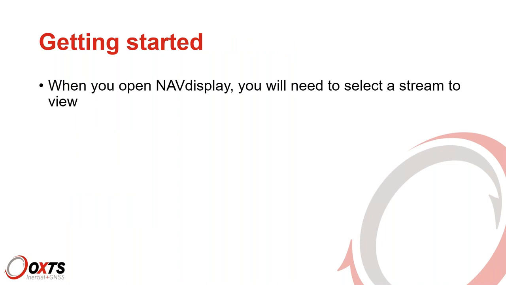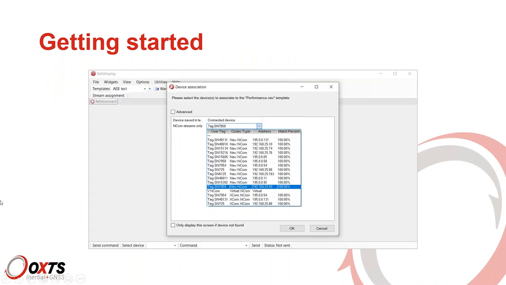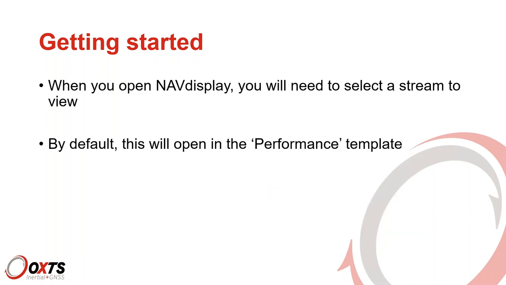So when you first open NAVdisplay, you'll need to select a stream to view. This is basically selecting the RT that you're going to view data from. If you do only have one unit on the network, you can just tick this box down here and it will skip this page because there's only one device to choose. This will also automatically open the performance template, but you can change this as required.